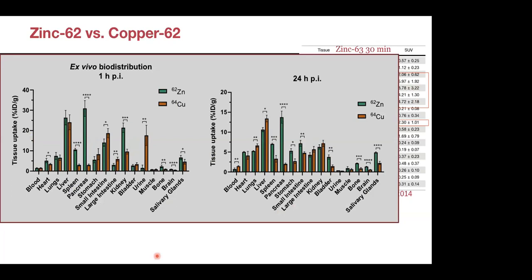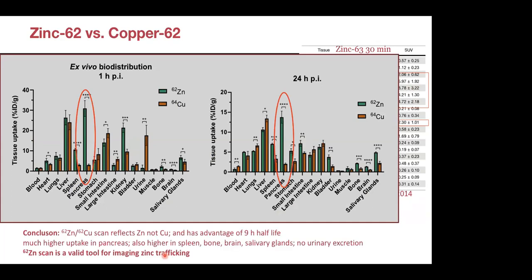So we fully quantified these both from imaging and from dissecting the animals post-mortem and counting the tissues. And again, these results show very clearly that there's very high uptake in the pancreas of the zinc 62, but not the copper 64. So the zinc 62, copper 62 scan reflects the biology of zinc, not copper. And it has the advantage of this 9-hour half-life because there's much higher activity in the pancreas, and you can see it also in the spleen and the bone and the brain and the salivary glands. It's different in all of them. So the conclusion from that is zinc 62 is a valid tool for imaging zinc trafficking in vivo.